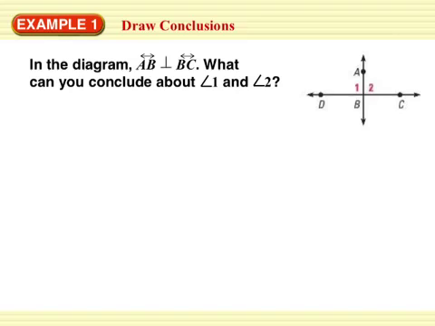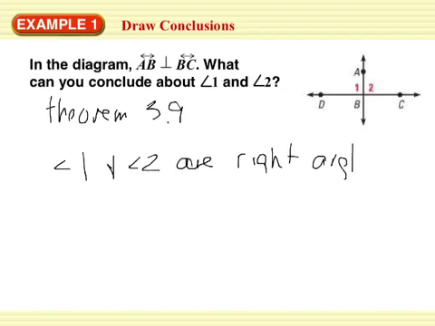Alright, let's try one. In the diagram, AB is perpendicular to BC. What can you conclude about angle 1 and angle 2? Well, that's pretty simple. If AB and BC are perpendicular, Theorem 3.9 says they form four right angles. So we say that angle 1 and angle 2 are right angles.